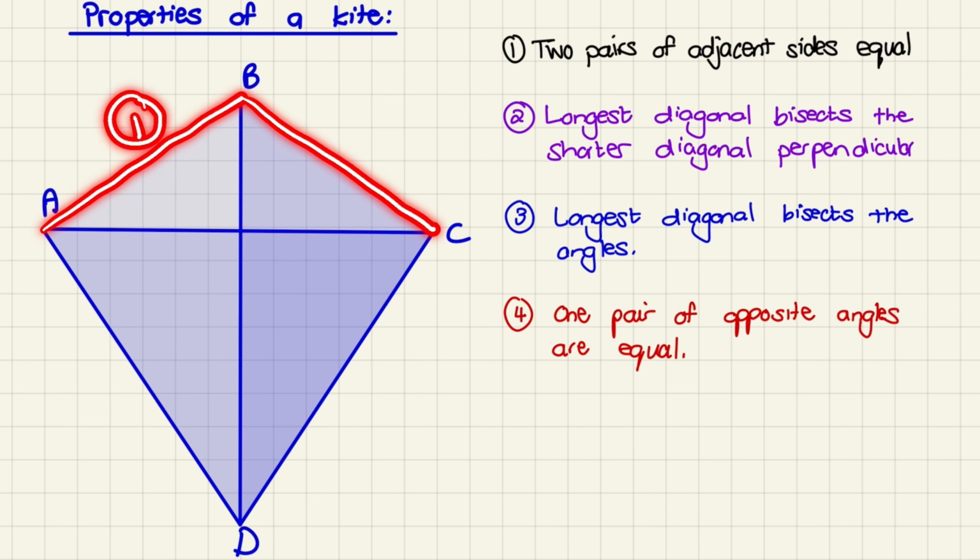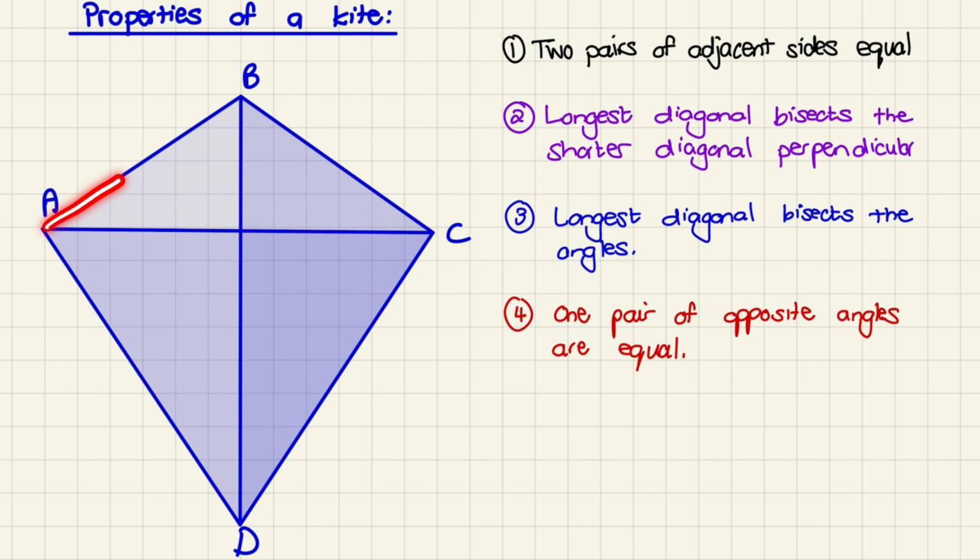So let's call AB side 1 and BC side 2. These two are adjacent sides. And the other pair of lines, so from CD to AD, would also be known as adjacent sides. So two pairs of the adjacent sides are equal.